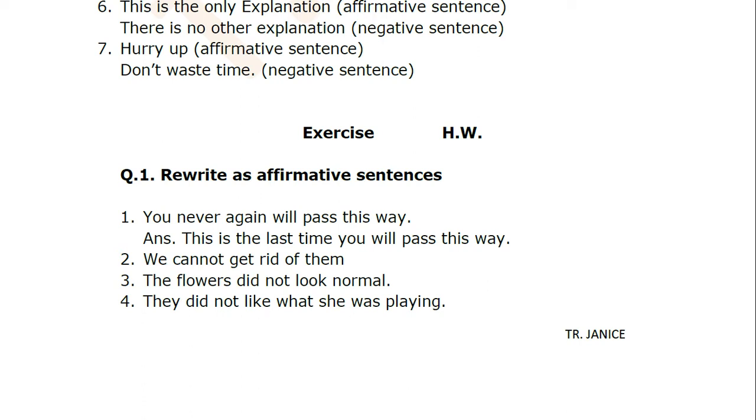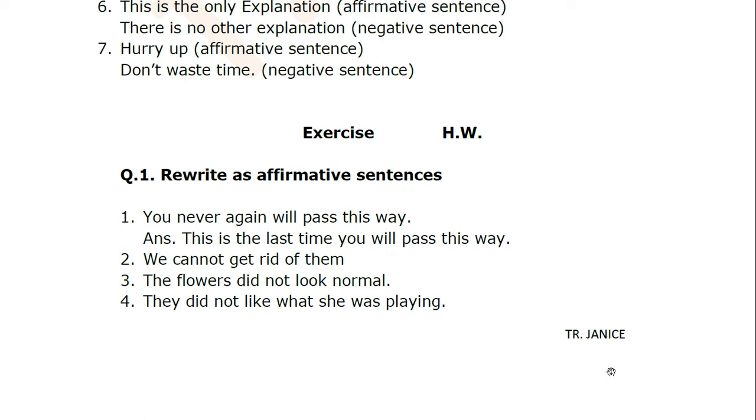So try to identify the negative word and try to see in what way or how you can remove it. Okay. Next, we cannot get rid of them. Now, which is your negative word? Cannot. So you have to try to remove the negative word cannot. Cannot means unable. Mostly cannot do something, you're talking of some action, you will use the word unable.